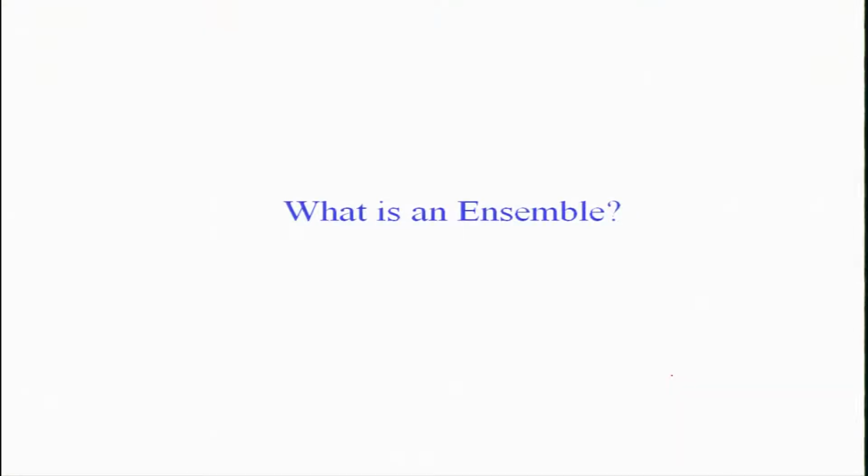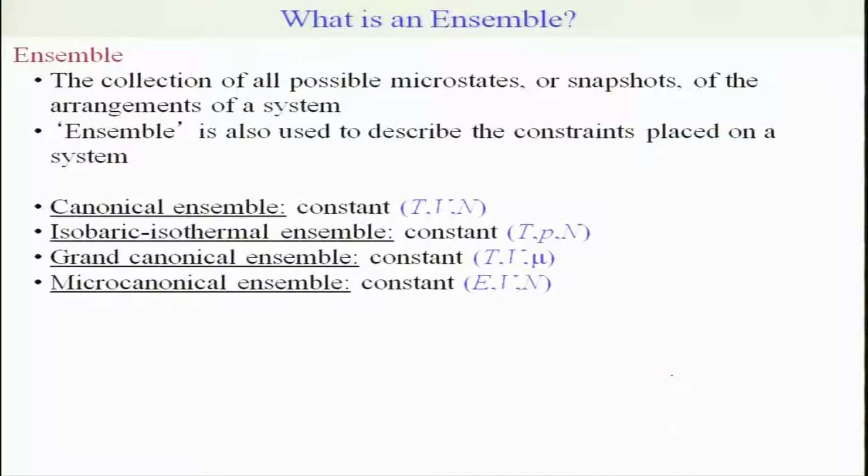Okay, so now I am going to extend this exercise and summarize what an ensemble is. This is something which we commonly use to connect to the macroscopic properties. So, let me first define ensemble. An ensemble is the collection of all possible macrostates or snapshots of the arrangement of a system. Ensemble is also used to describe the constraint placed on a system.